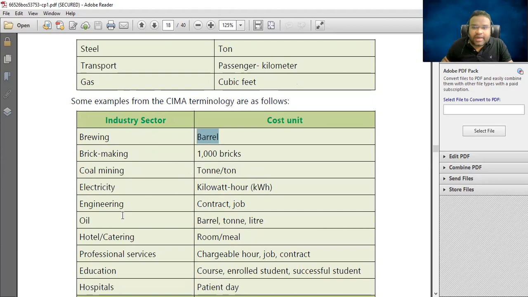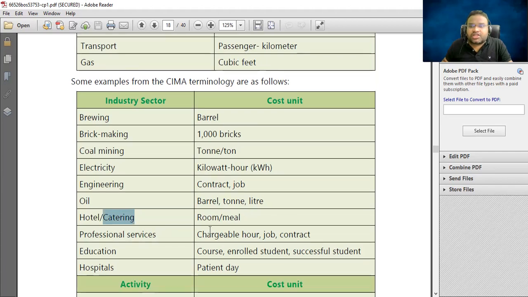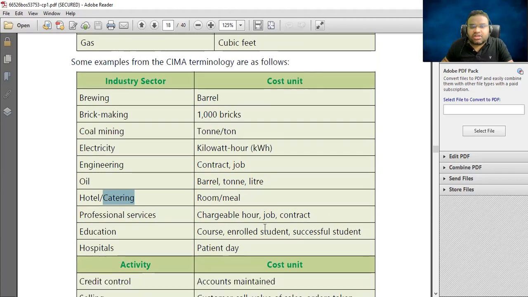Oil is measured in barrels. A barrel is somewhere about 7.5 metric tons, I remember, or each per liter. Hotel or catering, each room, or cost of each room, or cost of each meal. Professional services, there are some professionals who charge per minute. There are professionals who charge per hour. So for each job wise, this internal assignment, this is the cost. Education, each course wise, each student wise, each successful student wise, you can calculate.